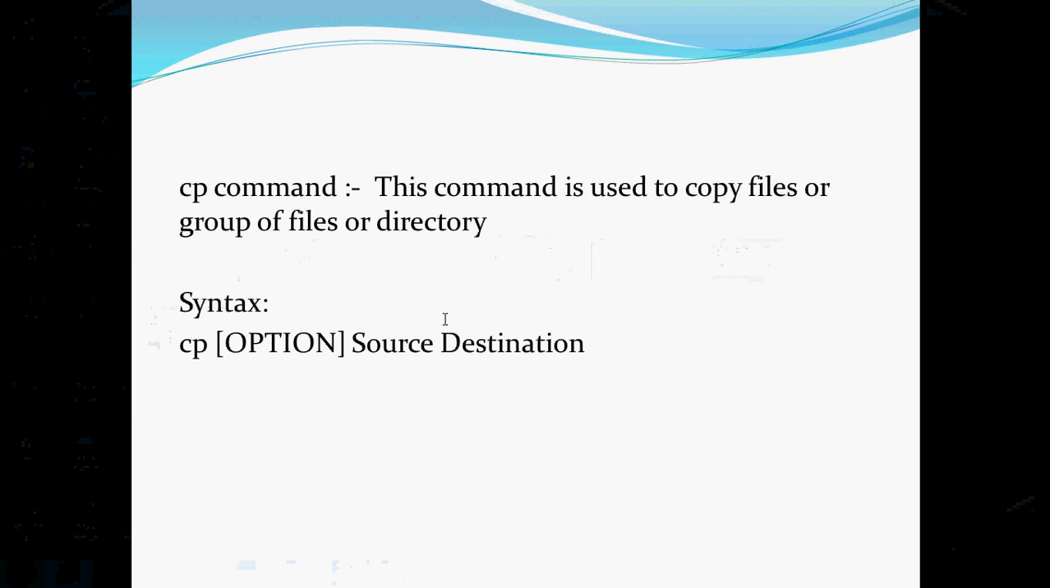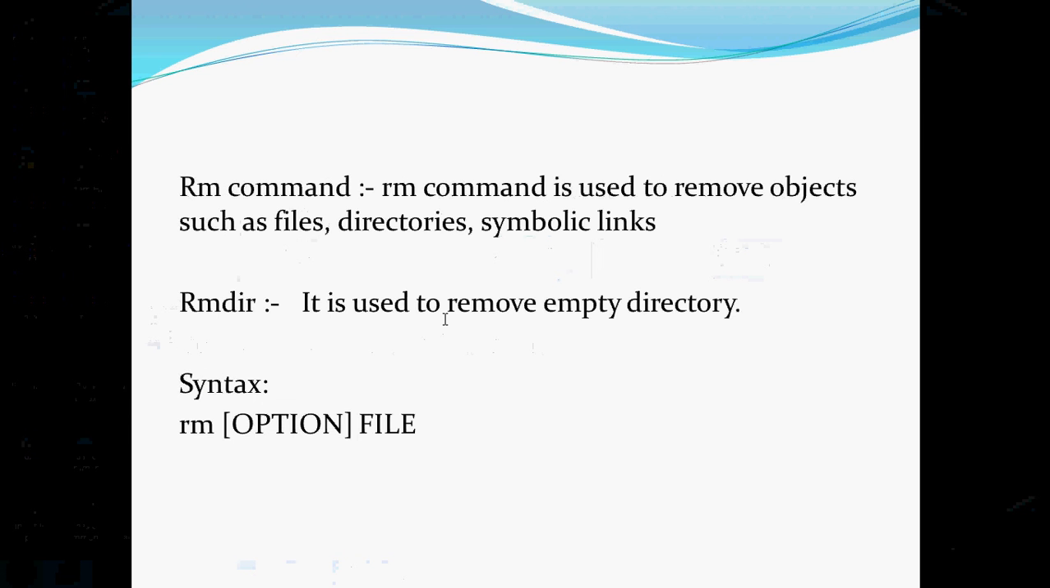Now the next command is the rm command. The rm command is used to remove objects such as files, directories, symbolic links, etc. Here an additional command is rmdir. The rmdir command is used to remove only an empty directory. The syntax of the rm command is rm option file name. Here option is mentioned as attribute.